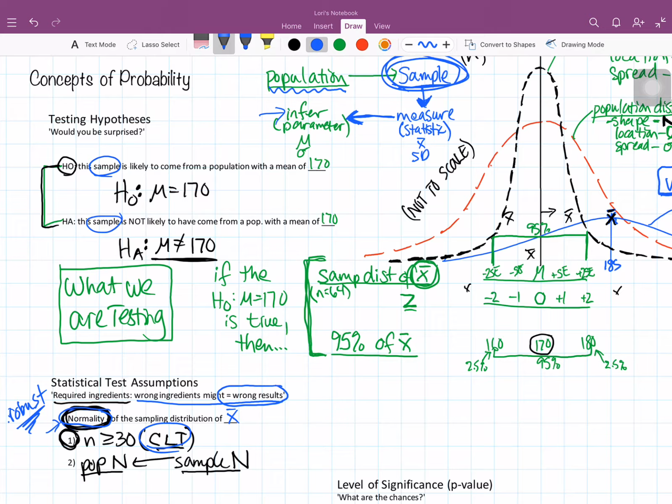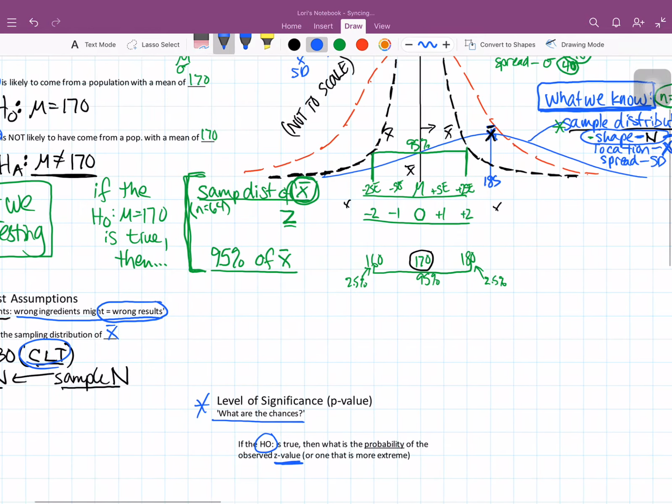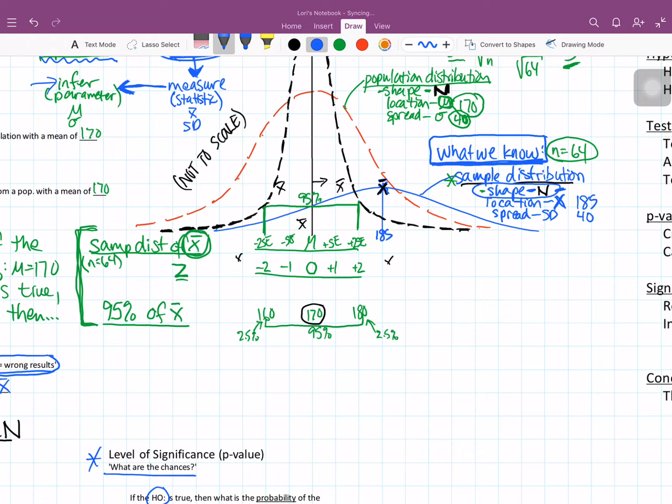And so what I like to think about with the p-value, and that's right down here, is basically what are the chances that we found the results that we did. If the null hypothesis is true, then what is the probability of the observed z-value? And so what we're going to be doing in this particular section is going back to our example up here. Remember, we're running a test that says we got a sample of 185. We're testing whether that sample could have been drawn from a population with a mean of 170. What are the chances that that was drawn from that particular population?